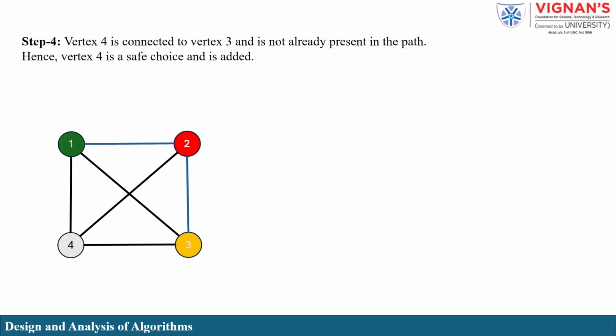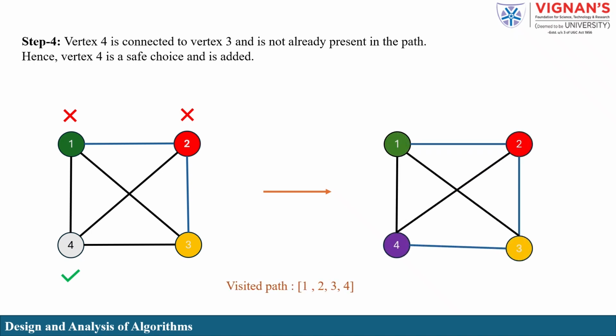In step 4, we check the next vertex connected to vertex 3. Vertex 4 is adjacent to vertex 3 and has not been visited earlier in the path. So, vertex 4 is a safe choice and is added to the path. Now, the visited path becomes 1, 2, 3, 4. At this stage, all vertices are included exactly once. And we are ready to check whether the last vertex connects back to the starting vertex to complete the Hamiltonian cycle.